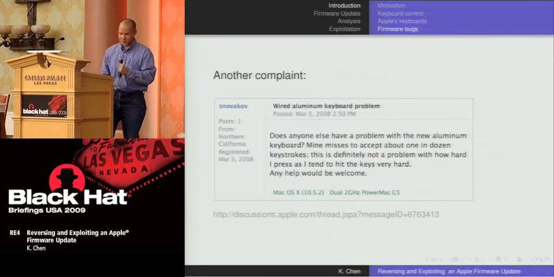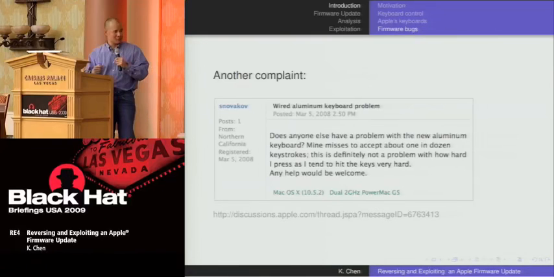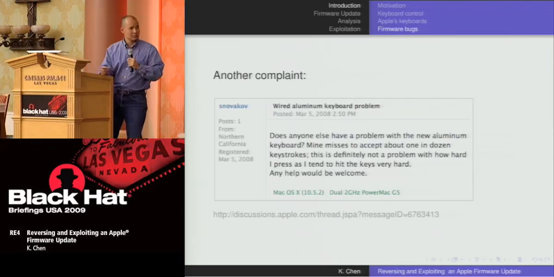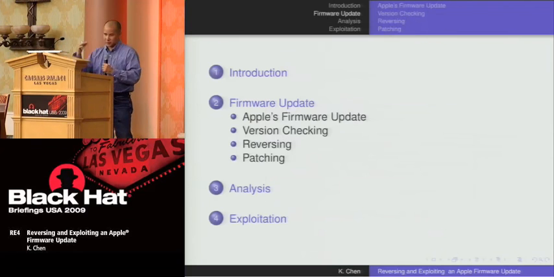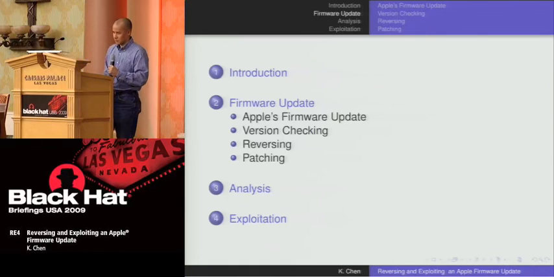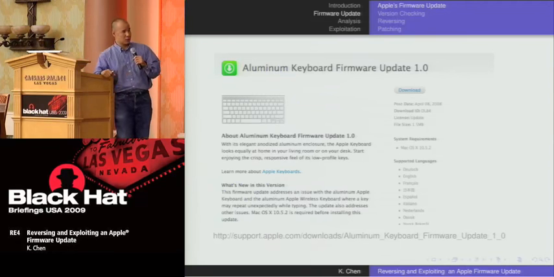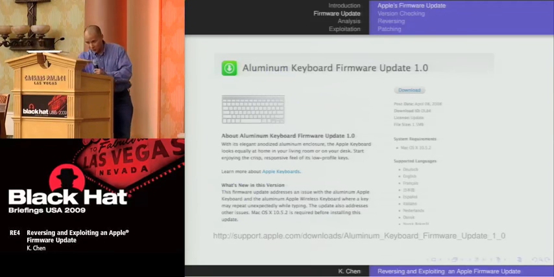So sometimes Apple also has this habit of removing discussions from this bulletin board. But I was able to find these, and so I'm showing them to you. So when the keyboard came out, it had problems. Some users experienced problems. So, all right, the next section is about the firmware update that Apple issued to address these problems. So they issued this aluminum keyboard firmware update 1.0, and this was issued in April of 2008.